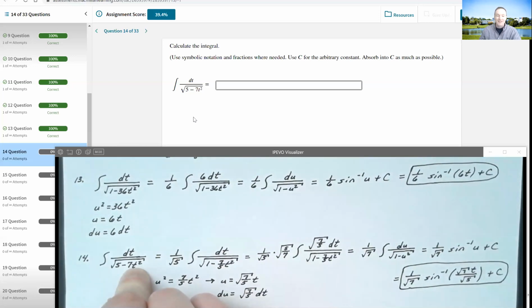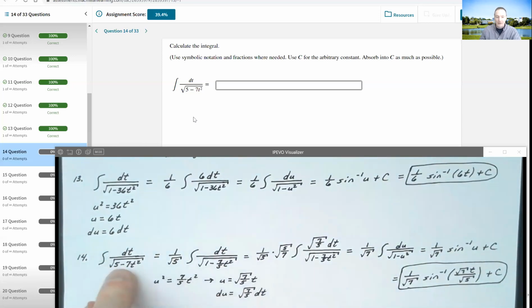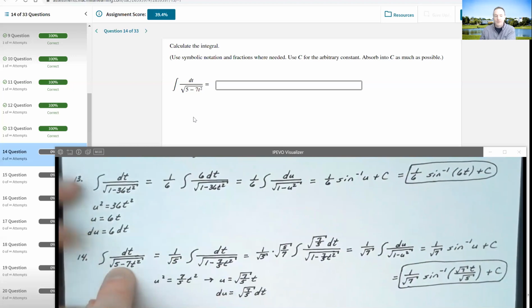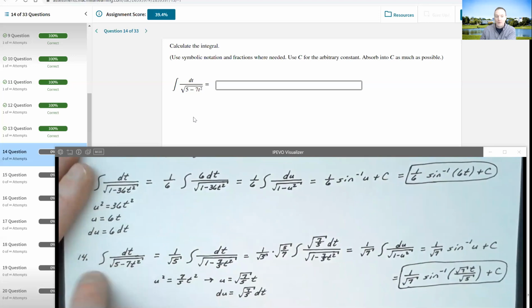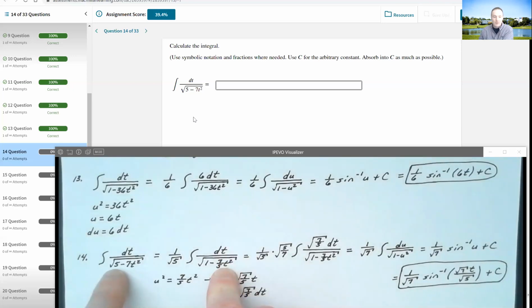In order to get this in the nice format, first thing I would like is for that constant to be 1. So you'll see the first thing I did is I factored out a square root of 5 in the denominator. I get 1 over the root of 5 times this fraction on the inside. My numerator is the same. My denominator is going to be the root of 1 minus 7/5 t squared.